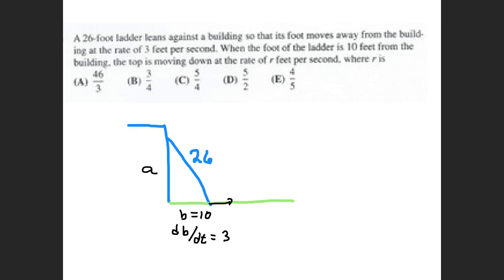The top is moving down at the rate of r feet per second. So they want to know, how fast is this ladder going this way? So what am I looking for? I'm looking for dA/dt. So I got a lot of stuff in here. What formula do you think we're going to use here? It's a triangle, that's a big hint.